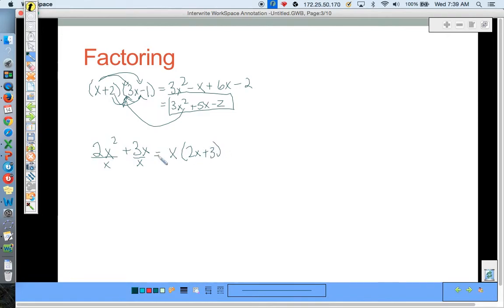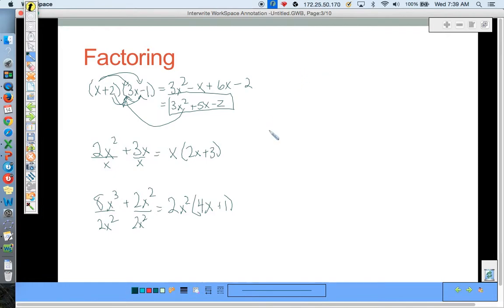Or let's say we have 8x cubed plus 2x squared. Well, what can we pull out of each term? We can divide each by the number 2, but we can also pull out an x squared. So 2x squared, and then 8 divided by 2 is 4. We have an x left. 2x squared divided by 2x squared is 1. And you can always check by redistributing again. So that was our first way we factored.